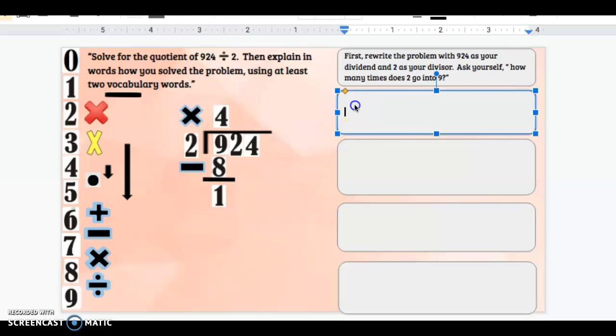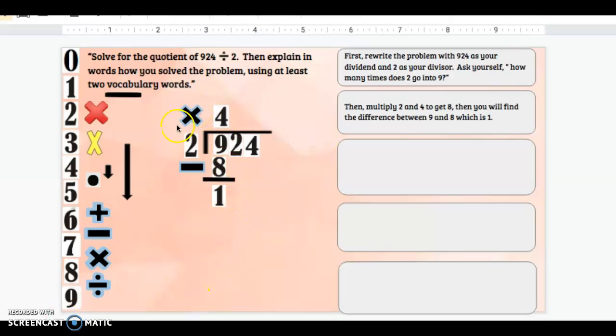So then multiply 2 and 4 to get 8. Then you will find the difference between 9 and 8, which is 1.